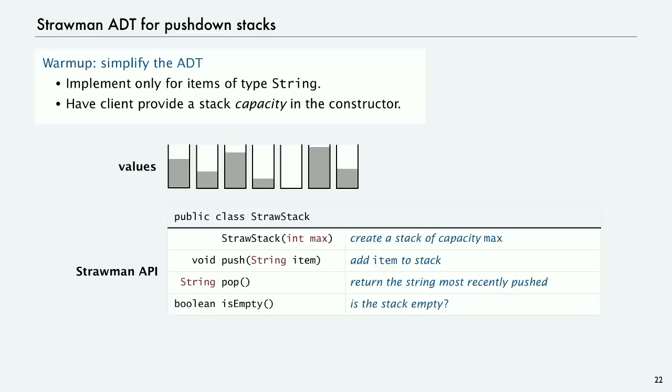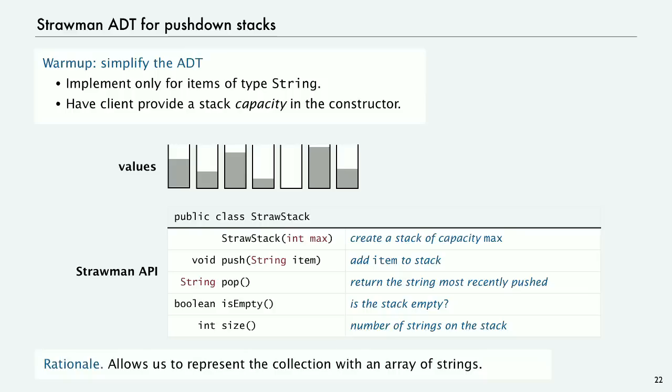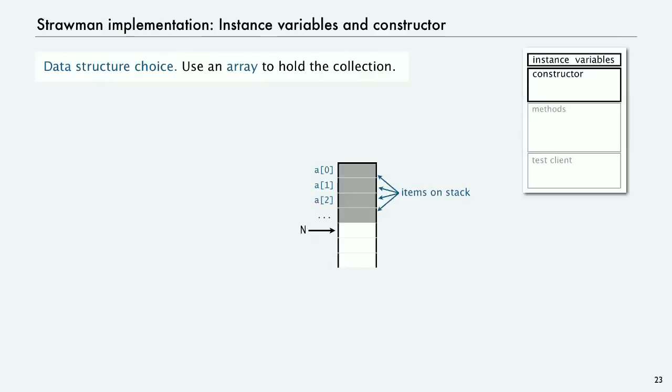This is just to get started, to look at how simple the code can be in a specific situation like this. It's a little different API than the one that we specified, but it'll get us looking at implementation code right away. The whole idea is that with this we can represent the collection with an array of strings, and once we have that decision that we're going to use an array as the data structure, implementation of these methods becomes extremely simple.